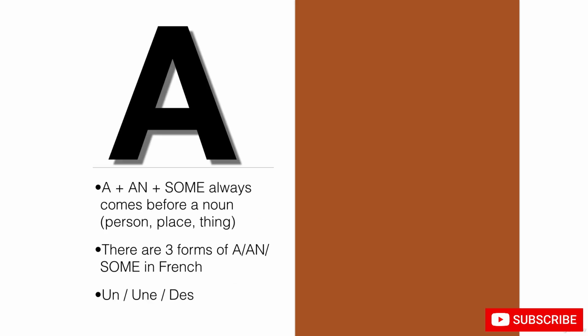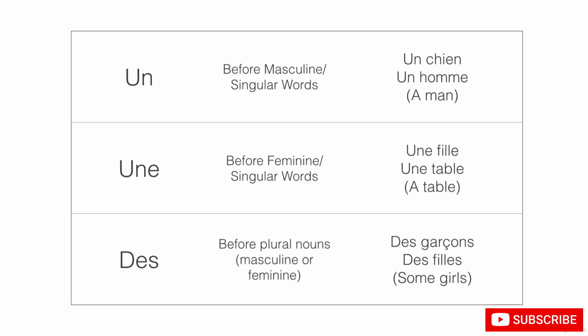So moving on to "a". "A" can come in different forms in English. We actually have 3 different forms: a, an, and some. And these always come before a noun, a person, or a place, or a thing. And then in French, there are also 3 forms. We have un, une, and des. So let's talk more about these forms.